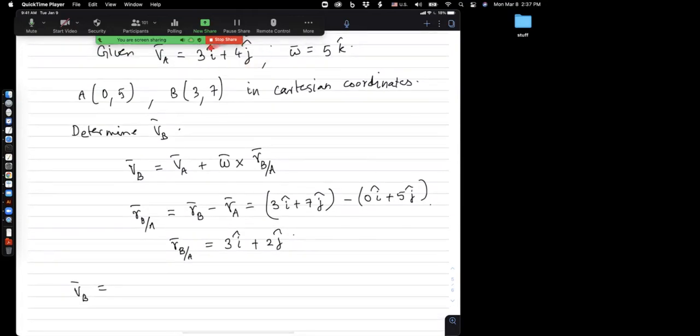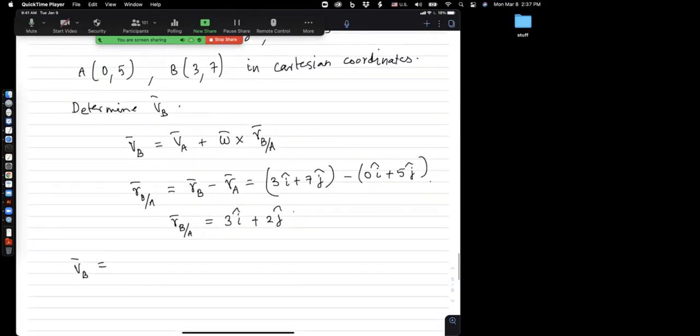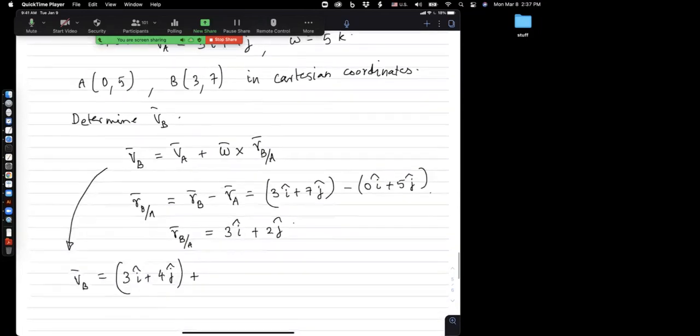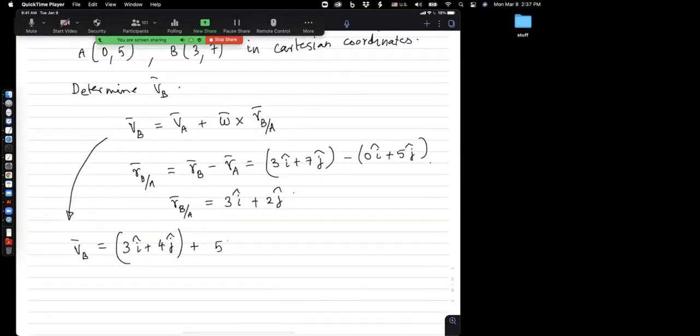VA is 3i plus 4j. That's VA. So we are using this formula here, plus omega, which is 5k. And then you do the cross product with 3i plus 2j.